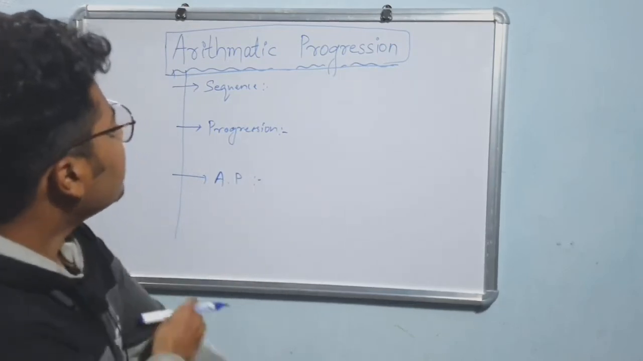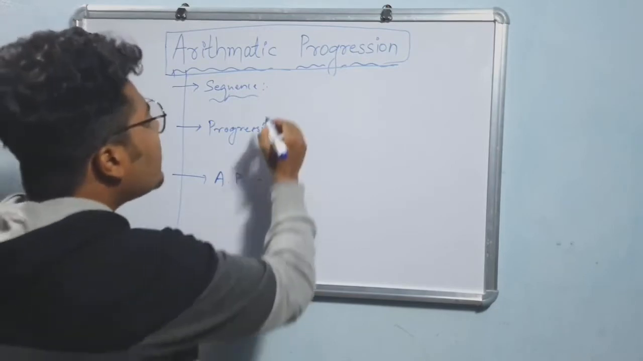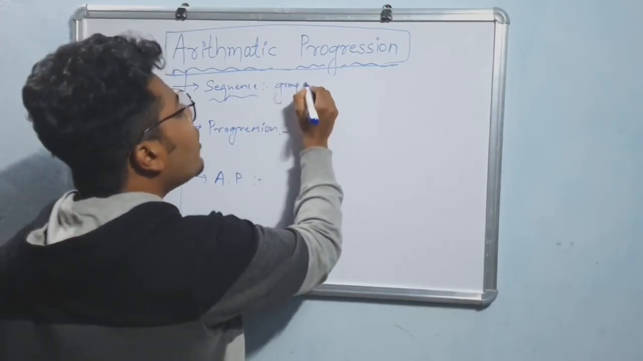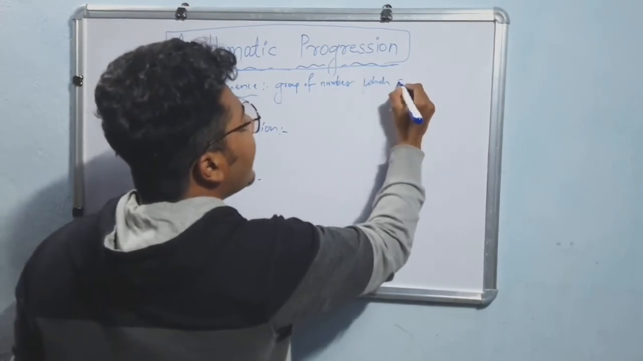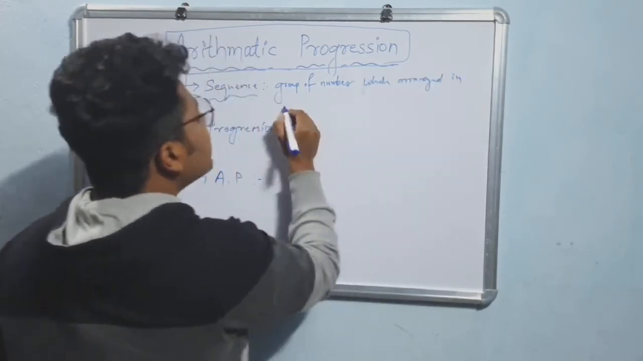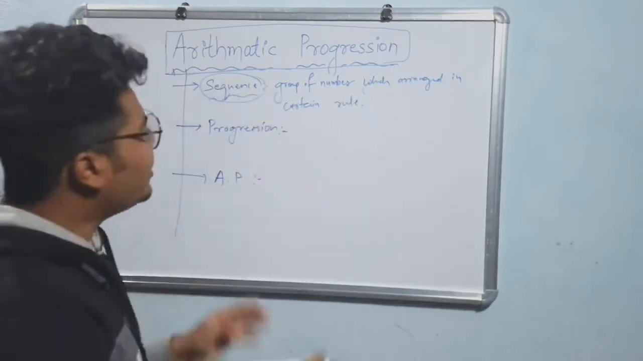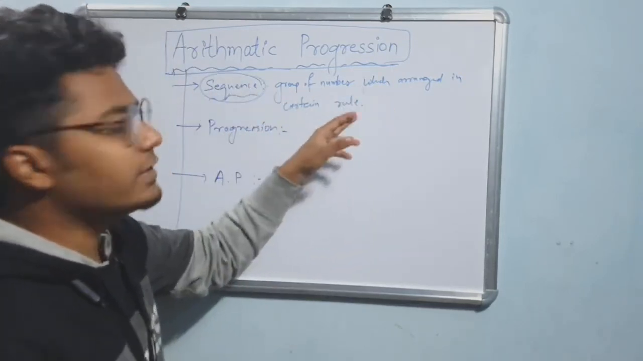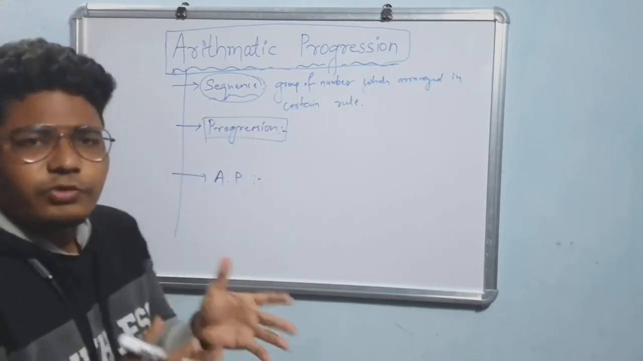So what do you mean by sequence? Sequence is nothing but a group of numbers arranged in a certain rule. A group of numbers arranged in a certain rule is called a sequence. Then what do you mean by progression?